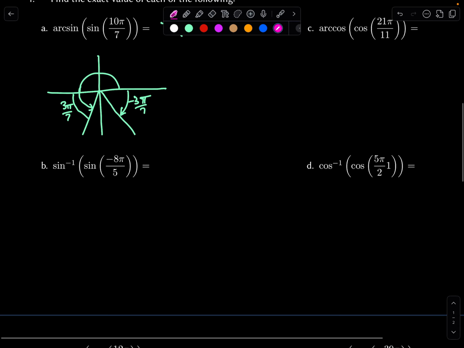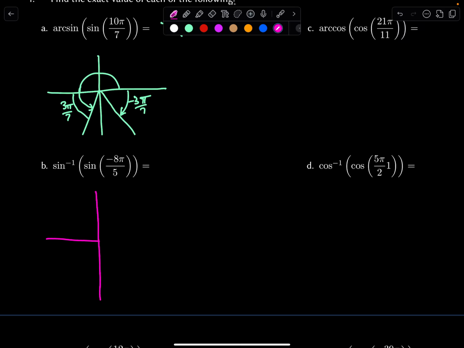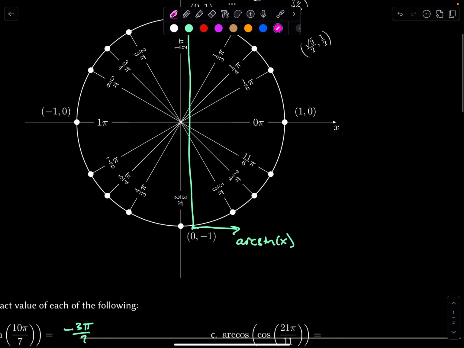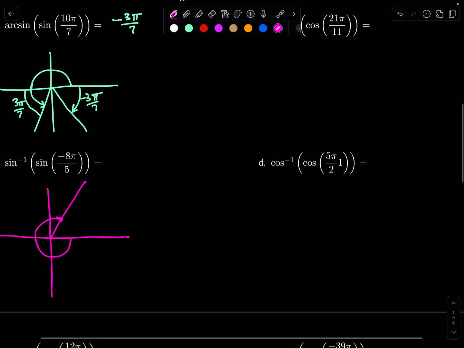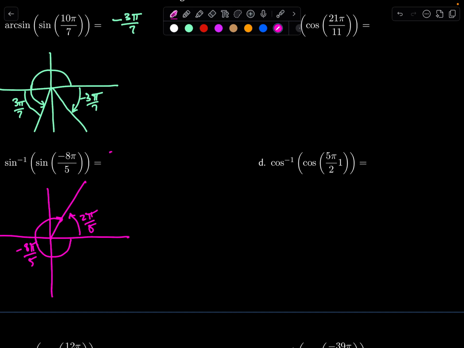Let's see if this will work for us with this one. The first step is to figure out where negative 8 pi over 5 is. So here's negative 8 pi over 5. Here is 5 pi over 5, and then you need another 3 pi over 5, which is a little bit more than 1/2, so it'll be up here. So that angle is in the correct area. It's in the range of the arc sine function. So I just have to figure out what this angle is. That'll be 2 pi over 5, and that'll be the output for this one.